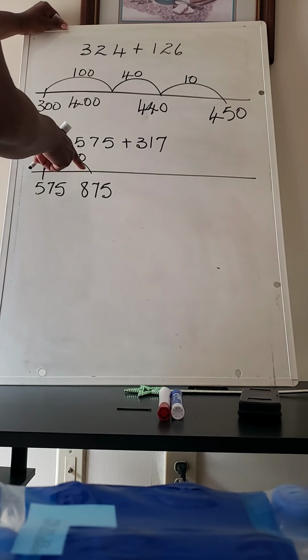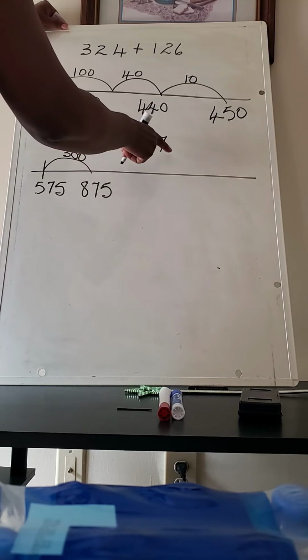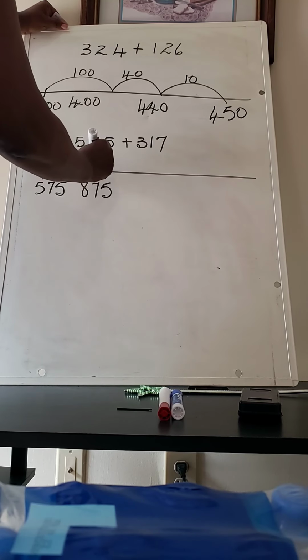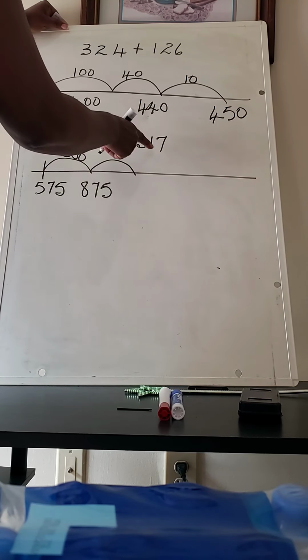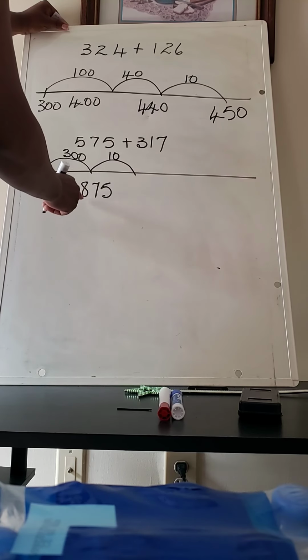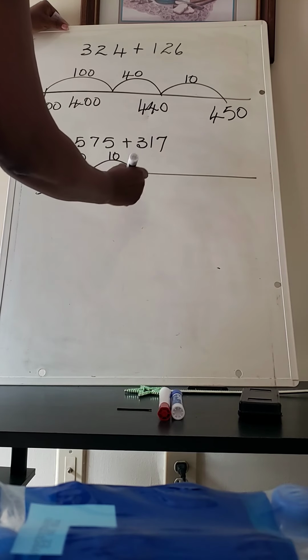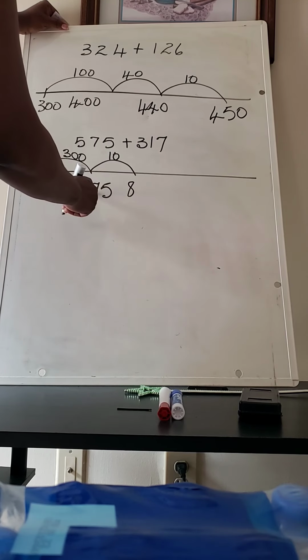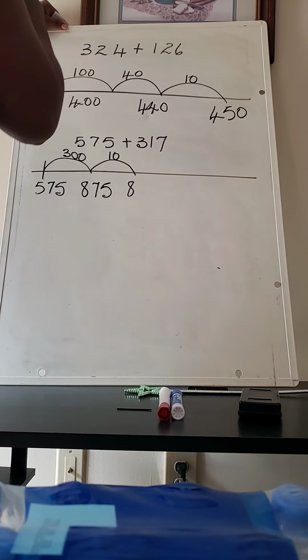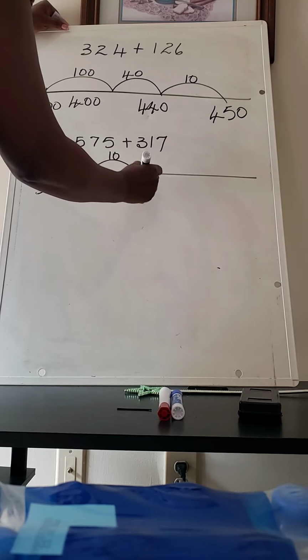So we have our 75 already. So now we have 17. So let us add the 10 from our 17. When we add 10 to 875, it is going to take us to 885.